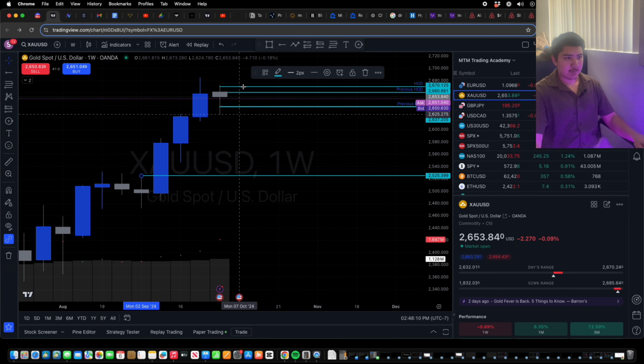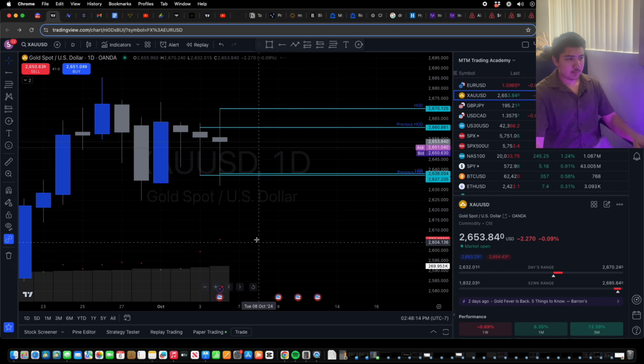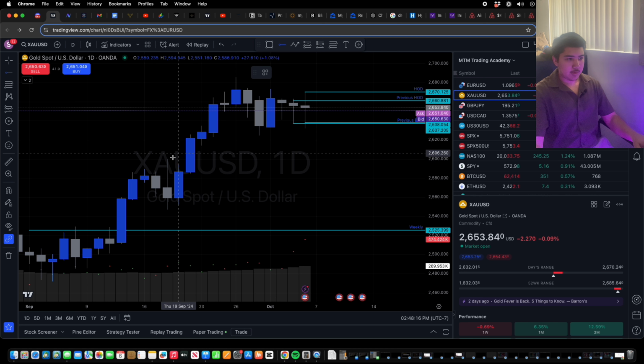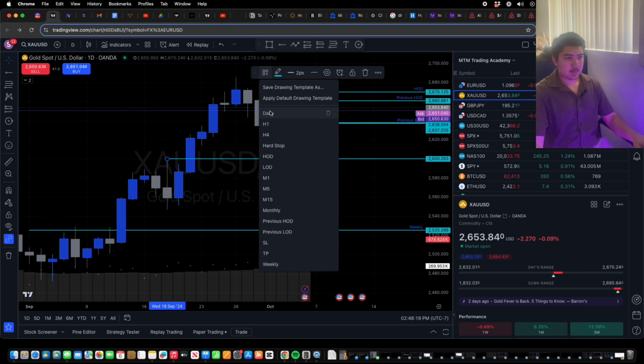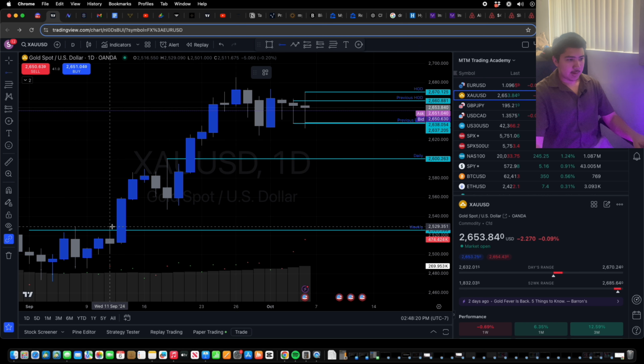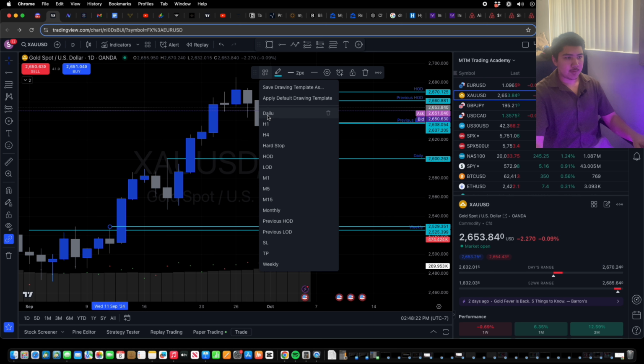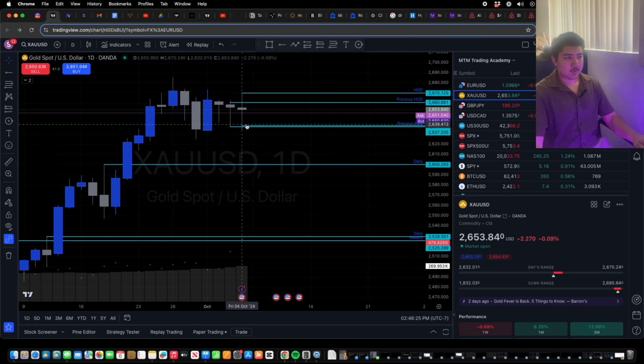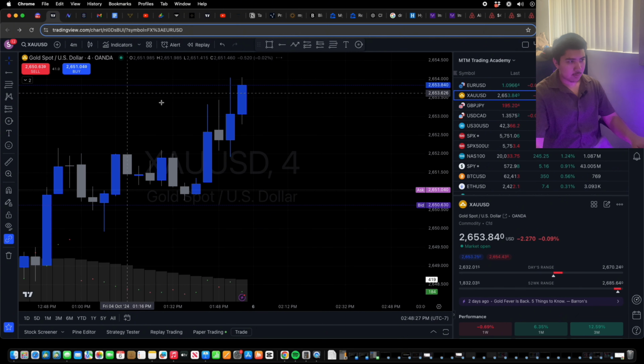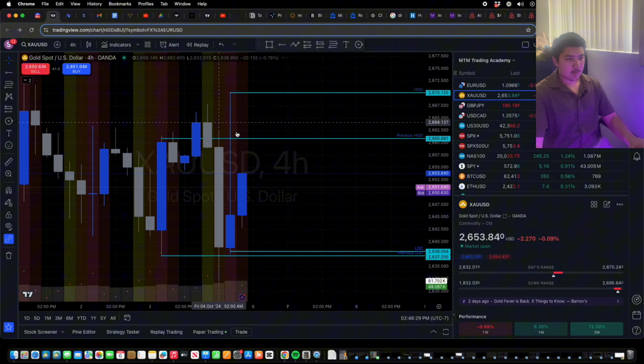Weekly time frame, we have this area of demand, and then we have this daily demand zone somewhere about here, daily, and we also have another daily down there. So we'll mark both of these. As far as supply goes, once again, guys, we don't have too much to work with. So now we're going to go ahead and go onto the 4 hour.